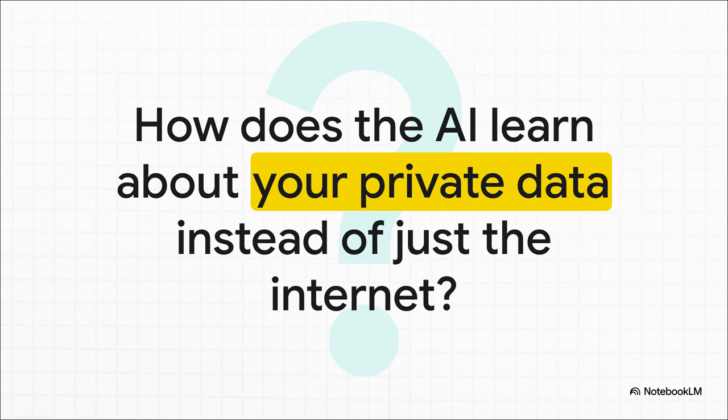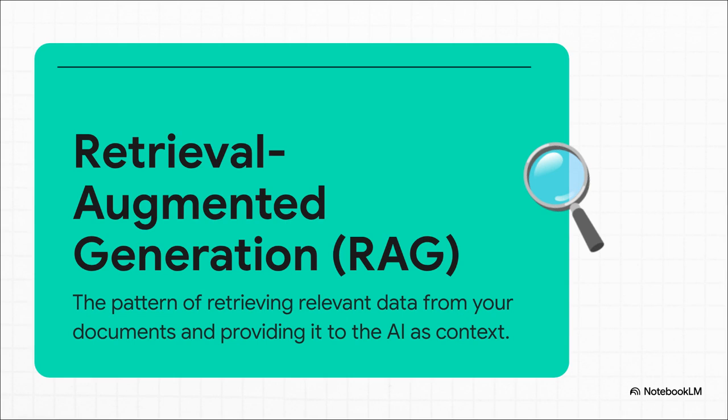How in the world did we teach it? The answer is a really powerful pattern called retrieval augmented generation, or RAG for short. Now, the idea is actually pretty simple, but it's totally transformative. Instead of trying to retrain the entire model, you just retrieve relevant little snippets from your own data, and you stuff them right into the prompt. This grounds the model's response in your specific private information.